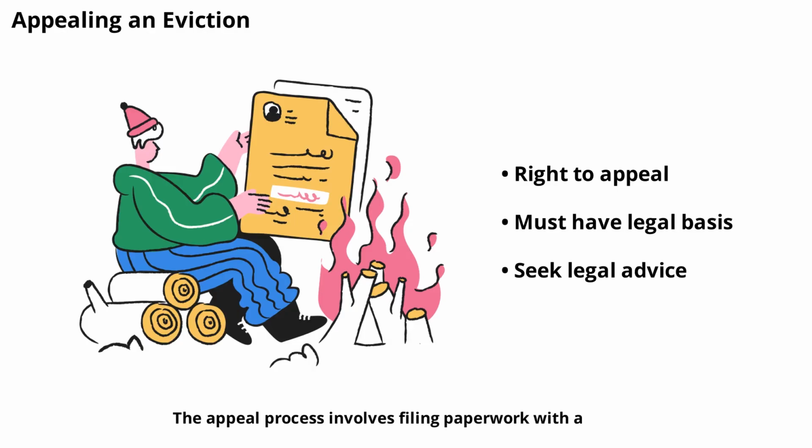If a tenant disagrees with the court's decision, they may have the right to appeal. The appeal process involves filing paperwork with a higher court and may temporarily delay the eviction. However, appeals must be based on legal errors or new evidence, not simply disagreement with the outcome. Tenants should seek legal advice before pursuing an appeal.